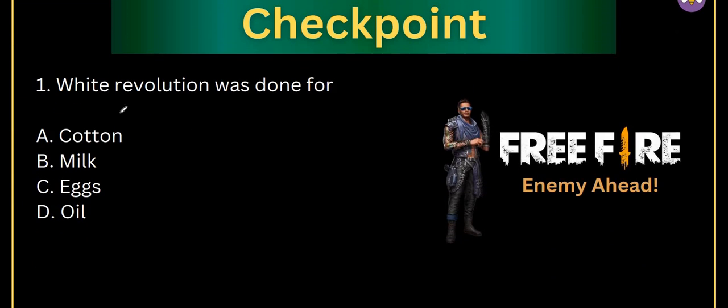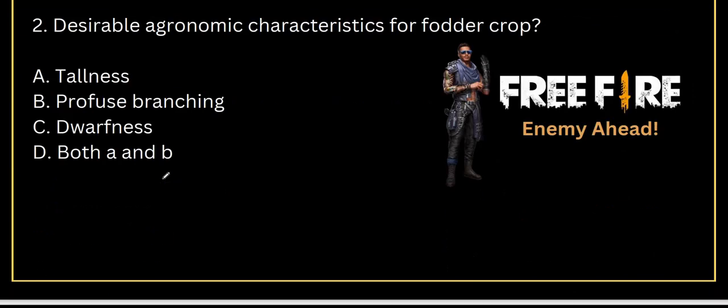Checkpoint. So see, the white revolution was for cotton, milk, egg, oil. So it is milk. Checkpoint. Desirable agronomic characteristics for fodder. So see, fodder crops are given to cattle as cattle feed, and cattle need that. So what are the desirable characteristics? Fodder should have tallness. It should have profuse branching. So profuse branching and tallness. So option D.